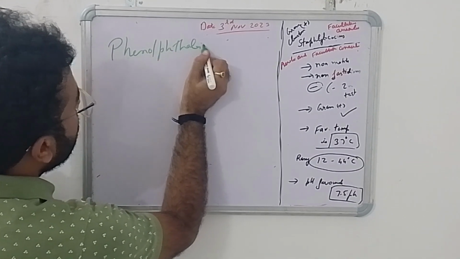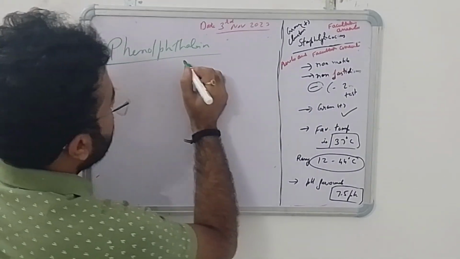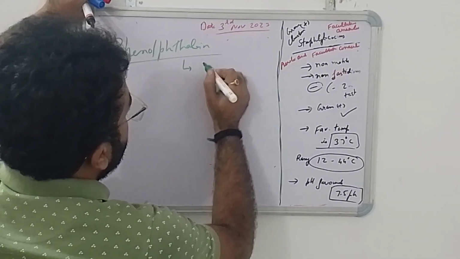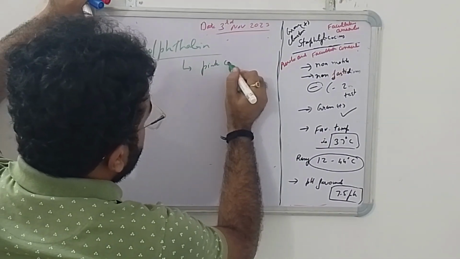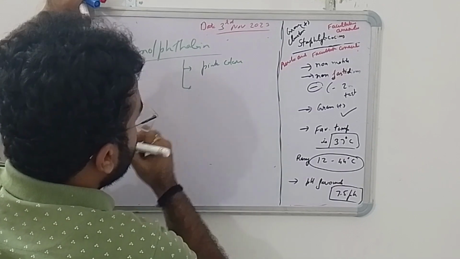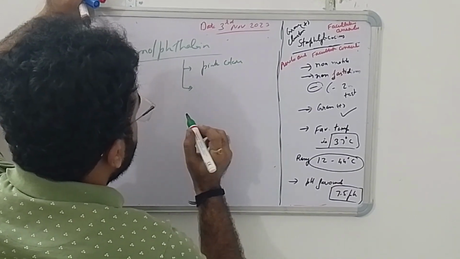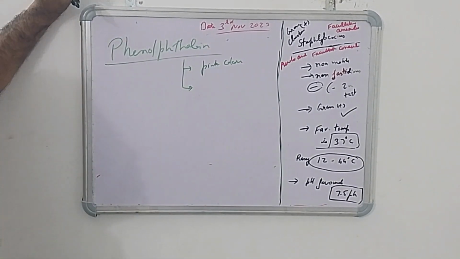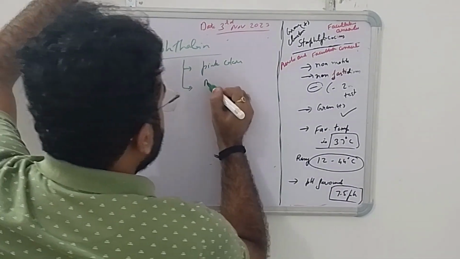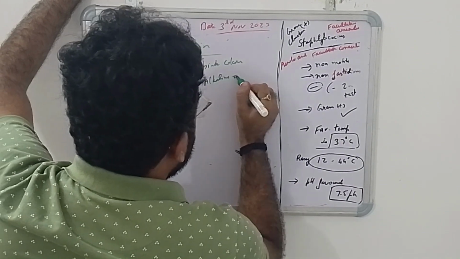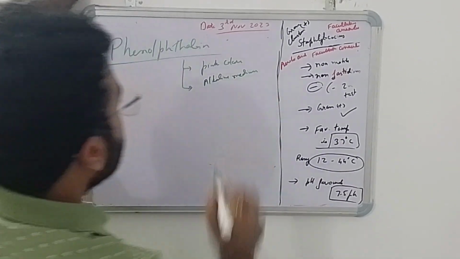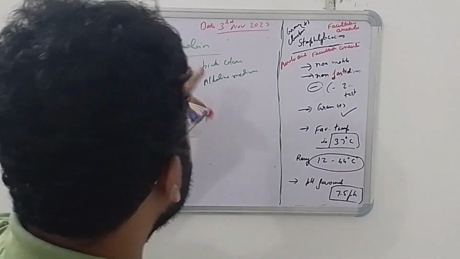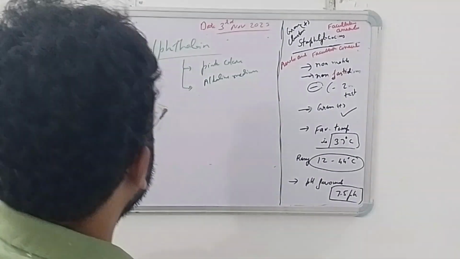Phenolphthalein. It is characterized by a pink color. It has the potential to give a pink color in an alkaline medium. It doesn't grow in alkaline medium, but it shows its characteristics more in alkaline medium, and phenolphthalein gives a pink color. Just remember that this is very important.